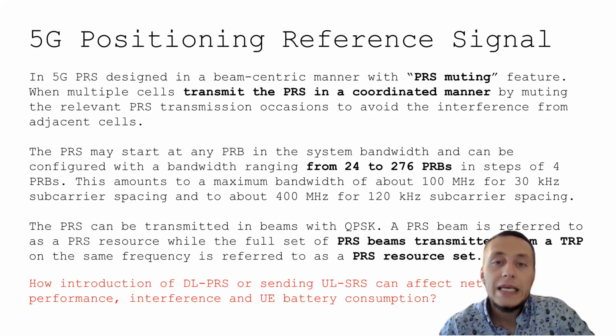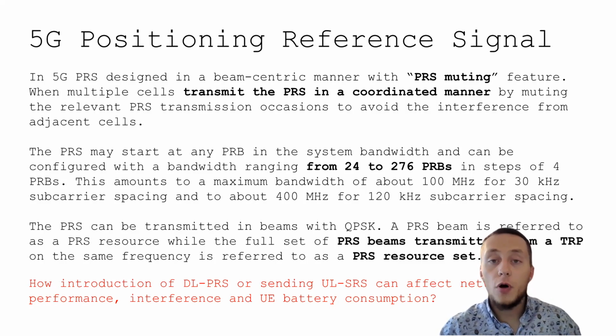5G uses beamforming, and that's why those signals should be designed in a very beam-centric manner. It means that it is possible to mute those signals in order to reduce the interference level in downlink and increase the probability of more accurate estimation. The transmission of PRS can be muted at different times for different cells. PRS may be allocated over the whole bandwidth, and they can use different subcarrier spacing. PRS is transmitted with QPSK, and they are organized in PRS sets.